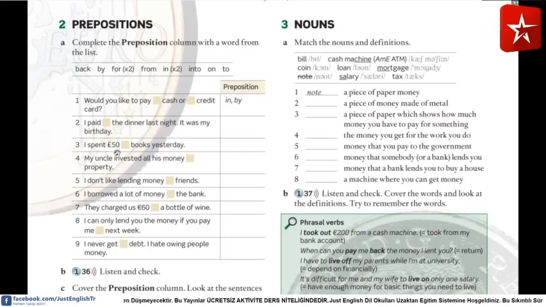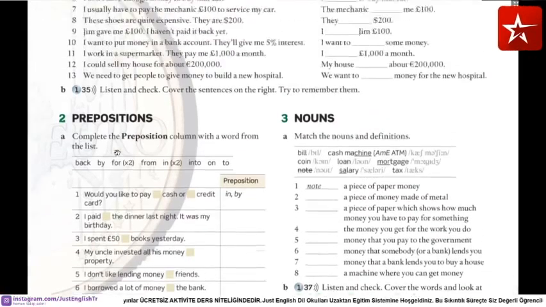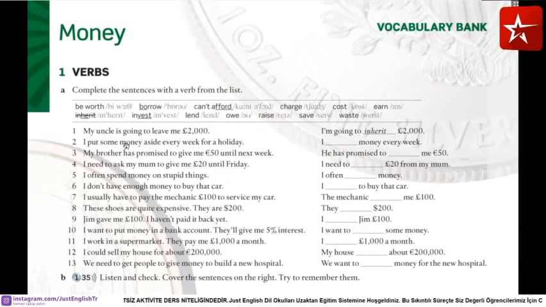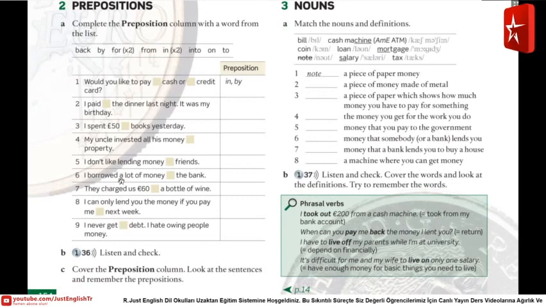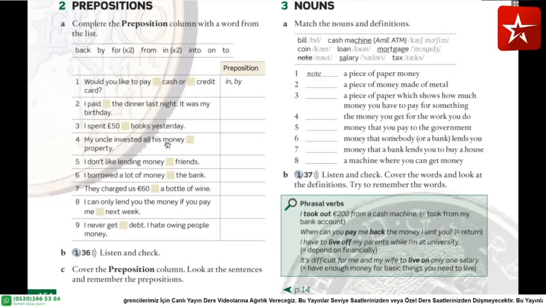From the previous sentences, here we have already used spent, and after spent you can see which preposition we used. So if we use spent, we always use on. I spent 50 pounds on books yesterday. Okay, spent on.